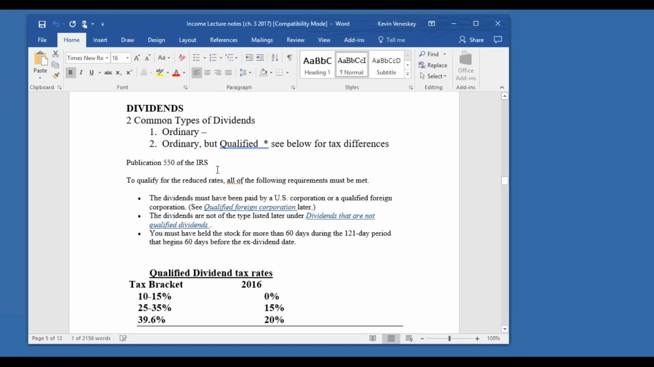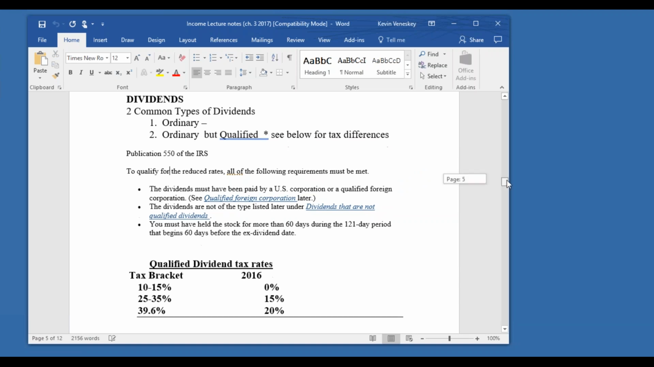In a sense, if you're a day trader and you are constantly buying and selling stock and you don't own it for very long, but you happen to own it during a dividend date, your dividends probably are not considered qualified. The other one is it won't be considered qualified if it's not a U.S. corporation or a foreign qualified. Whenever you get the dividend, it will specifically tell you if it's qualified or not.